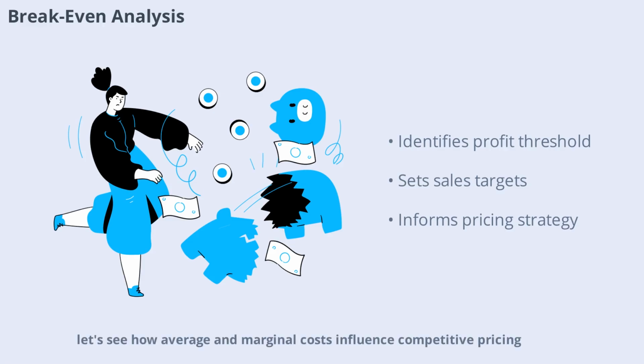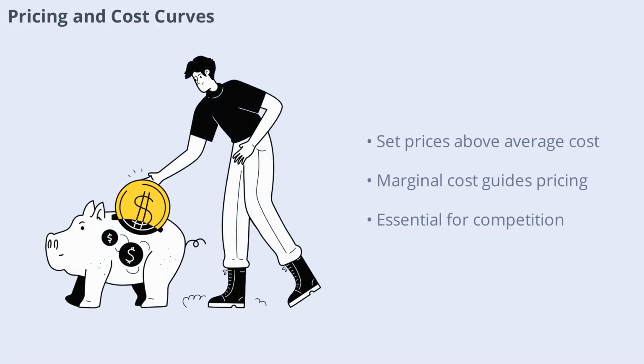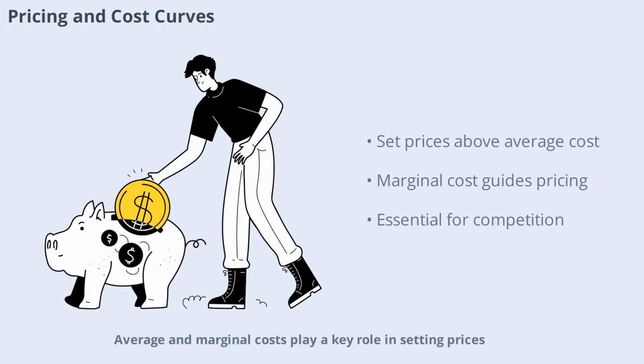Next, let's see how average and marginal costs influence competitive pricing. Average and marginal costs play a key role in setting prices. Businesses aim to price products above average cost to ensure profitability. Marginal cost helps determine the minimum price at which additional units should be sold. In competitive markets, understanding these costs is essential for staying profitable while attracting customers.